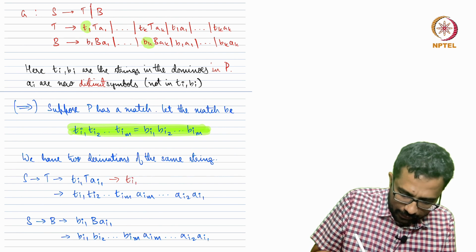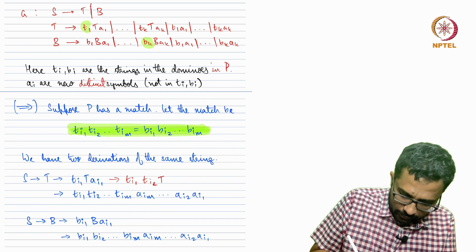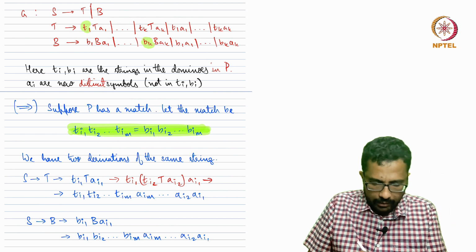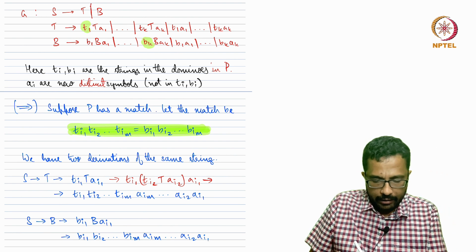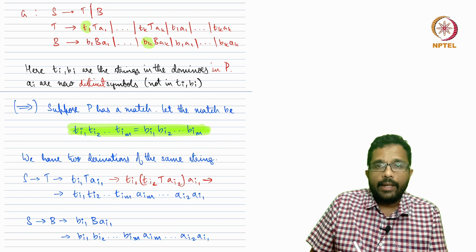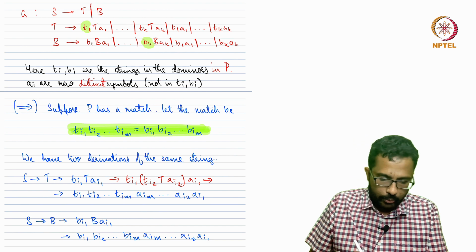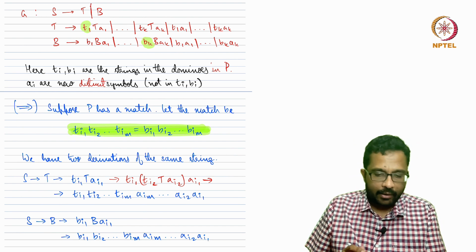Ti1 is already derived, then maybe Ti2, Tai2, and so on till we get Ti1, Ti2 up to Tim, followed by Aim minus 1 up to Ai2, Ai1, right? So we can get this string over here.